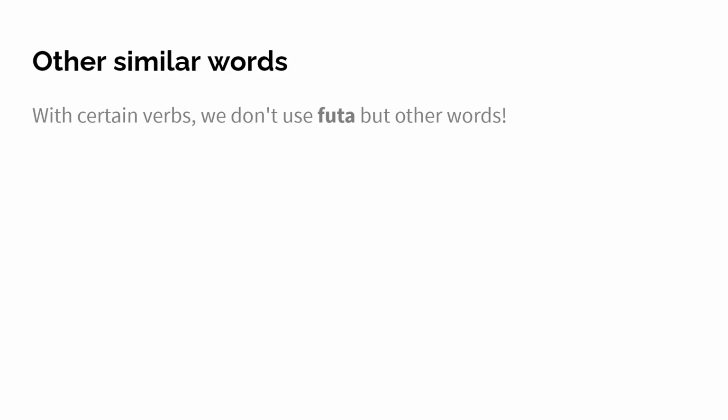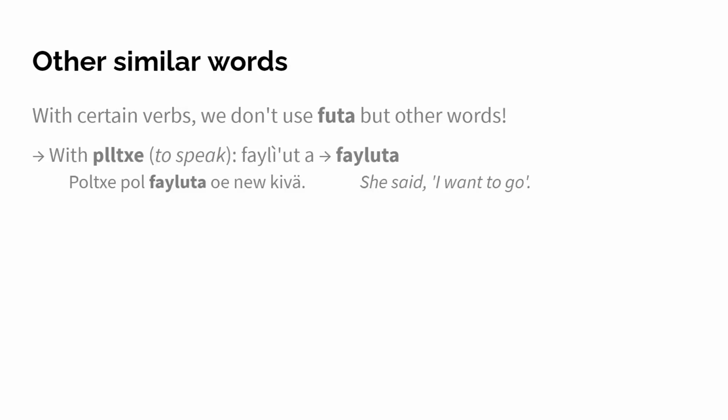There are also a few similar words that work the same. With certain verbs, we just don't use futa. With pilte, we use phailuta. Phailuta comes from phaile ut a, so these words which are. So one example, pilte pol phailuta or neokive. She said, I want to go, or she said that she wants to go.